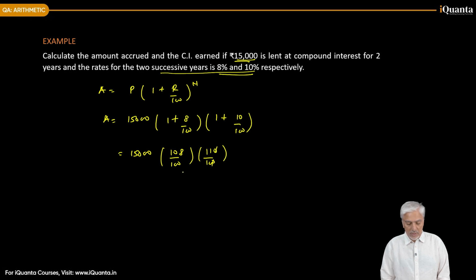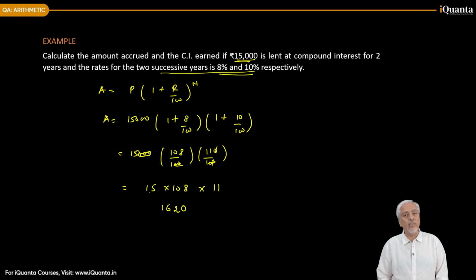Here 3 zeros cut out. So we are left with 15 into 108 into 11, right? 108 into 15 will be an easy calculation. 15 8s is 120, so 2, carry 12. So 2, 1 carry, 16. 1620 into 11. 11 2s are 22, 66 plus 2, 68, 6 carry. 11 plus 6, 17. So 17,820. That's one approach to do it.